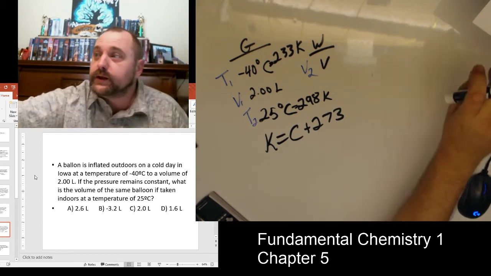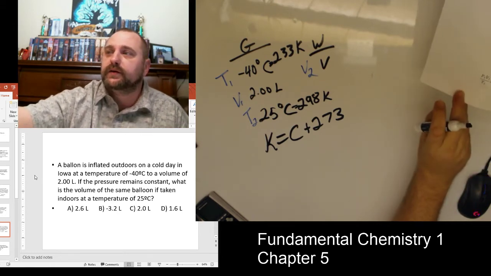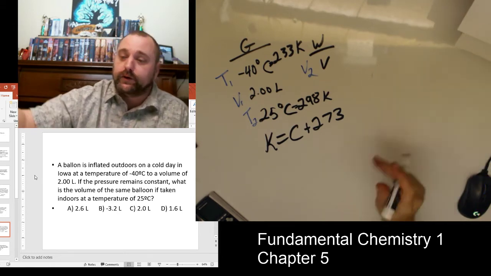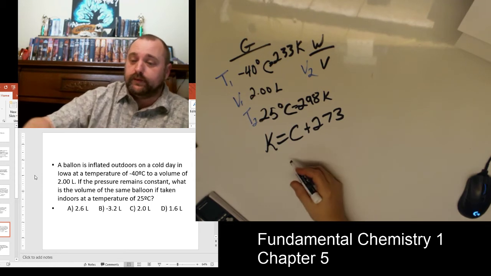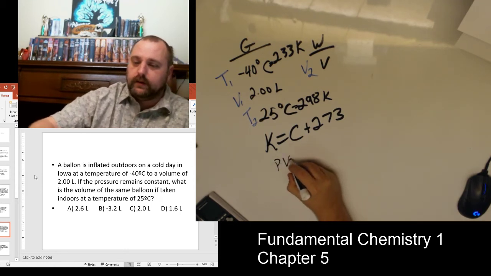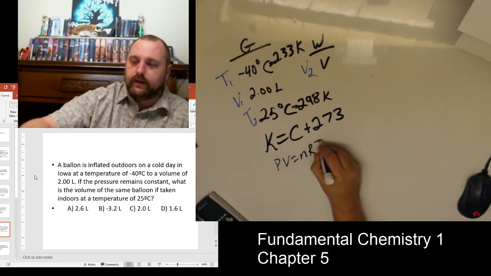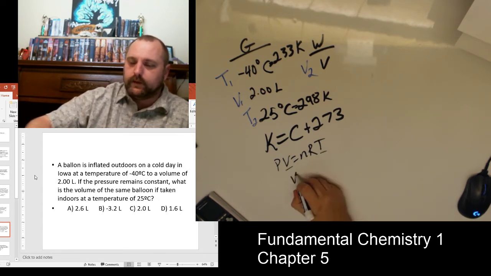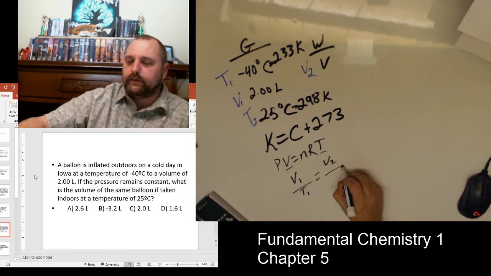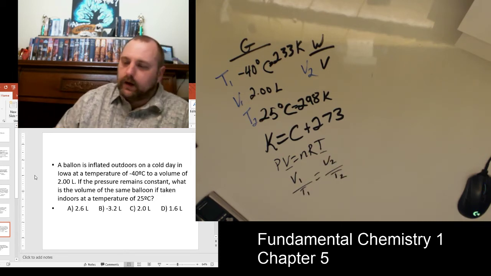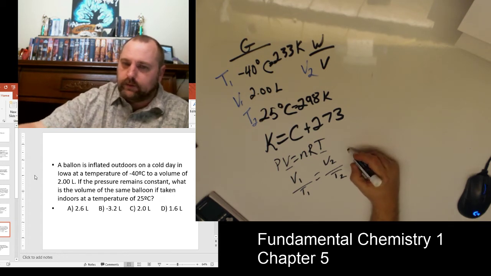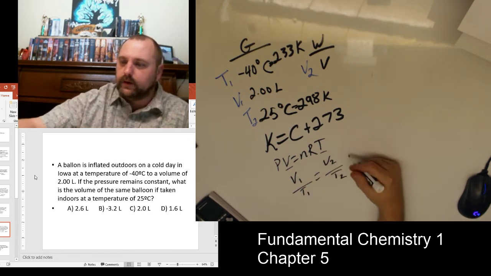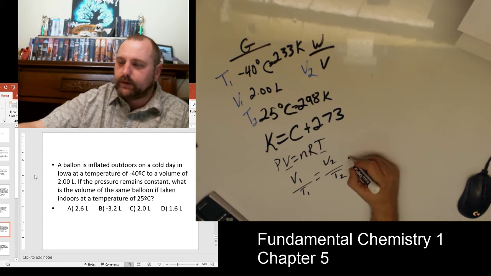Now I could refer to my sheet. It has one that says V1 over T1 equals V2 over T2. Or I can start here. We're looking at volume and temperature. So if I'm solving this, I'll have V1 over T1 equals V2 over T2. And then you plug it in. I can solve it, or I can plug it in right now. I'm going to go ahead and plug in right now.